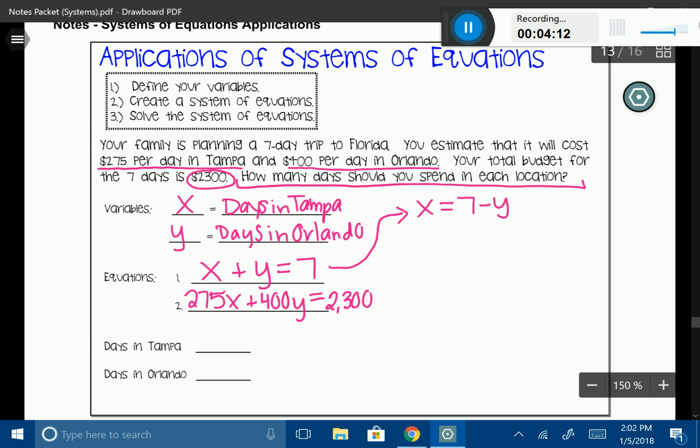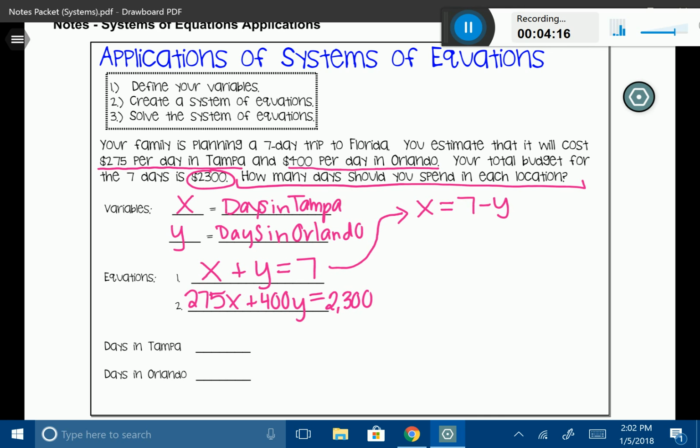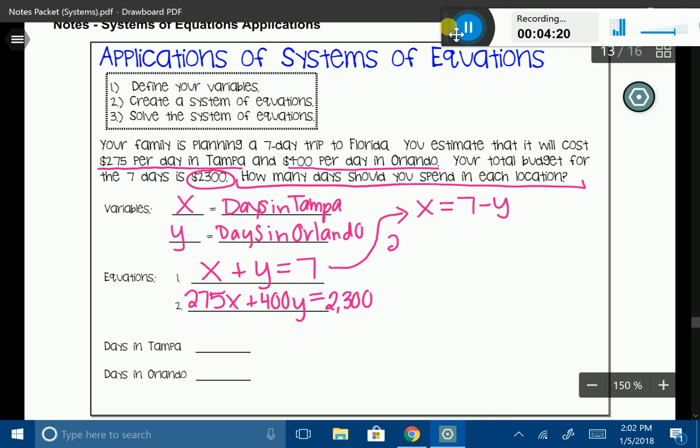Now that I have X by itself, I'm going to substitute that X into my second equation. That's going to give me 275. Now my X, again, represents this chunk right here. So I'm going to say times 7 minus Y. And then I'm going to finish off the problem. Plus 400y is equal to 2,300.